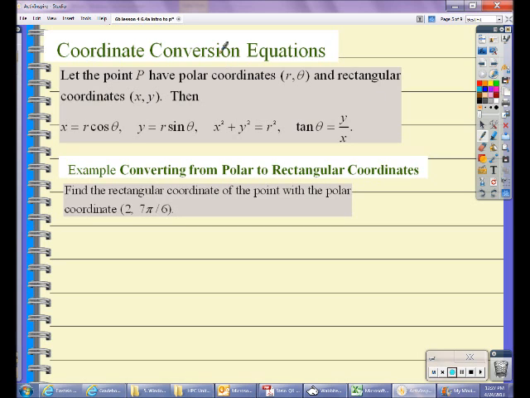Now, how do we convert from polar to rectangular, or rectangular to polar coordinates? Well, you do have these lovely equations that we already should know that are not on the formula sheet. I repeat, not on the formula sheet.